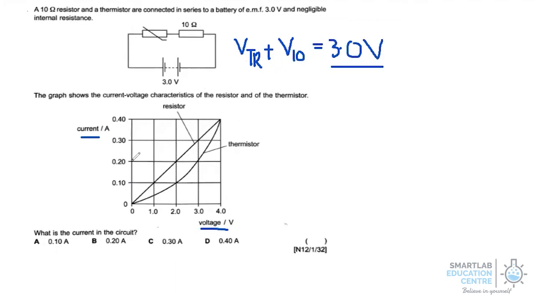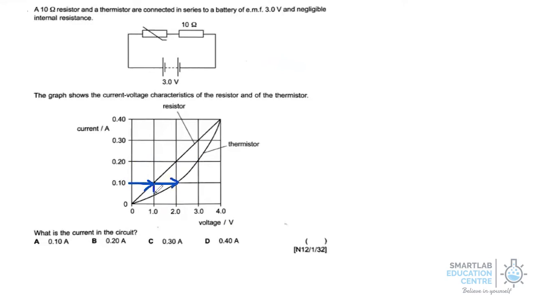Let's hypothetically assume that the current flow is 0.2 ampere. If the current flow is 0.2 ampere, we will know that the potential difference across the resistor will be 2 volts, and the potential difference across the thermistor will be 3 volts. In this case, it's not possible because both these numbers should add up to 3 volts, and obviously they don't. So let us decrease the current flow to 0.1 ampere. At 0.1 ampere, the potential difference across the resistor is now 1 volt, and the potential difference across the thermistor is 2 volts. So we can conclude that the current flow is 0.1 ampere.